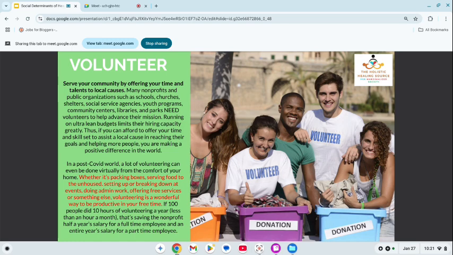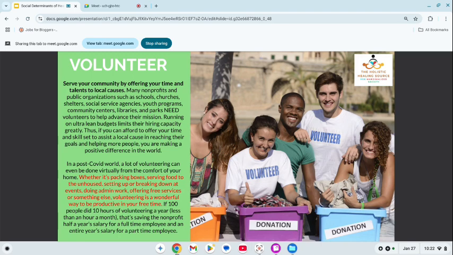In a post COVID world, a lot of volunteer opportunities can even be done virtually from the comfort of your home. Whether it's packing boxes, serving food to the unhoused, setting up or breaking down at events, doing admin work, offering free services, or something else, volunteering is a wonderful way to be productive in your free time. Think about how impactful it could be with just a small amount of time donated every year.